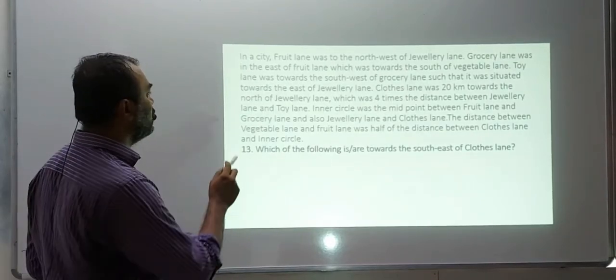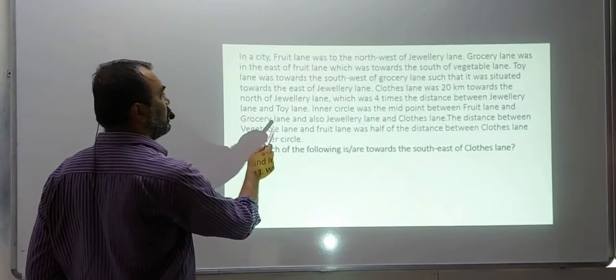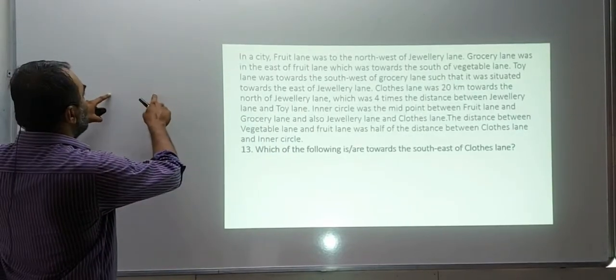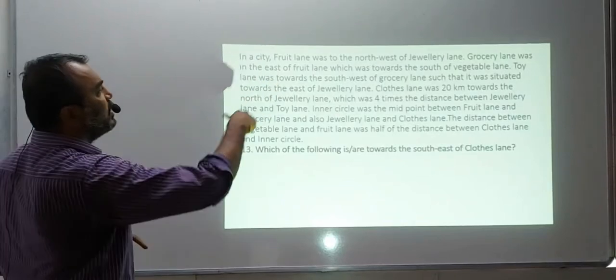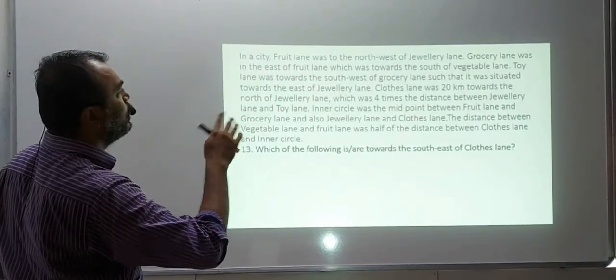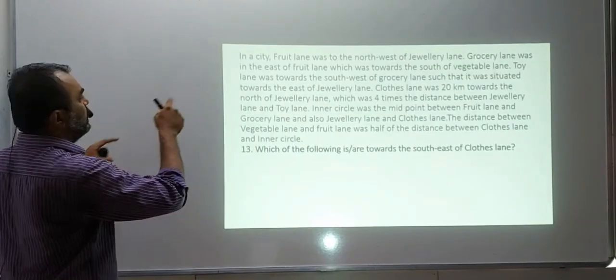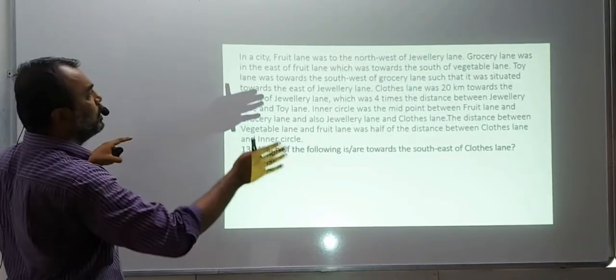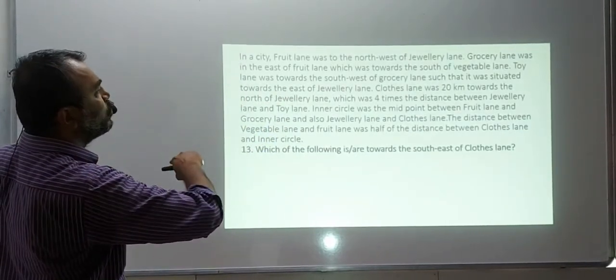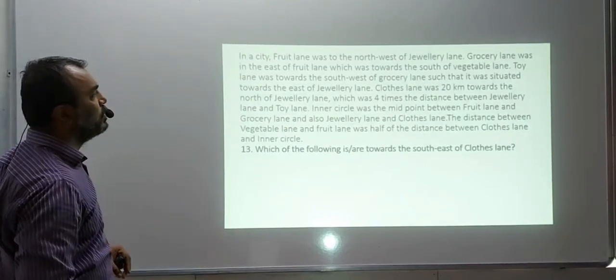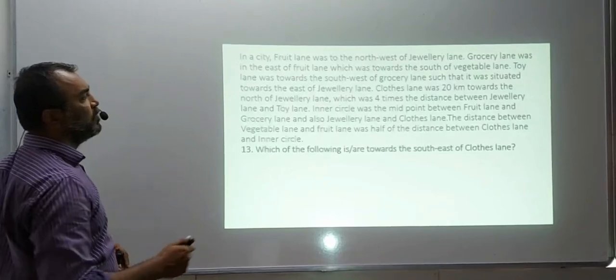So we have got relation Fruit Lane, Grocery Lane. Midpoint means what? You know, a midpoint between 2 points, like exactly in the center. Here the directions are given, Toy Lane to the east and all, but the distance is not mentioned. You can see northwest, but at what distance not given. Grocery Lane to the east of Fruit Lane, towards the south Vegetable Lane, but the distances are not given. So what distances are given?